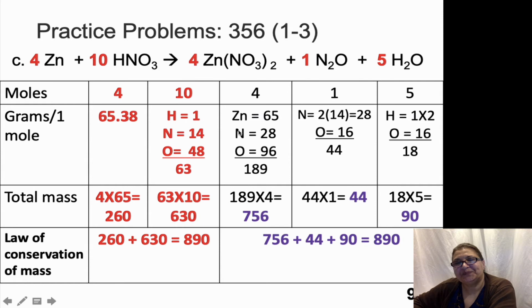Now zinc is by itself, but then we have 4 of them in the coefficient, so we multiply by 4, we get 260. There's 1 hydrogen, 1 nitrogen, and 3 oxygens. We add them up, but then we have 10 moles because of the coefficient. So we multiply 63 by 10, we have 630. Now for 1 zinc, 2 nitrogens, and 6 oxygen, we add them up.